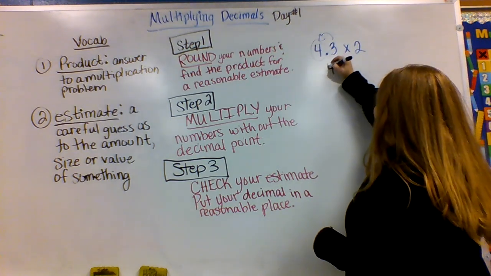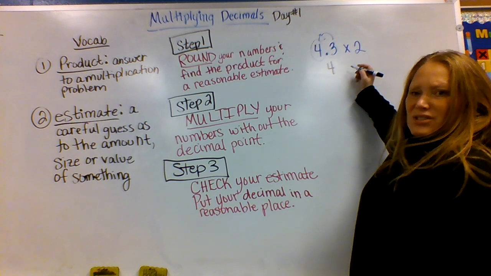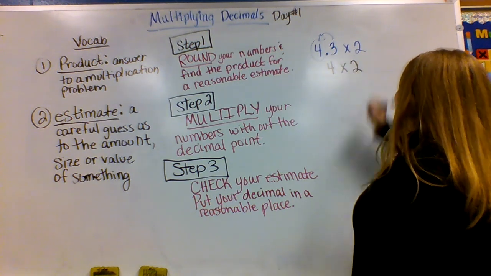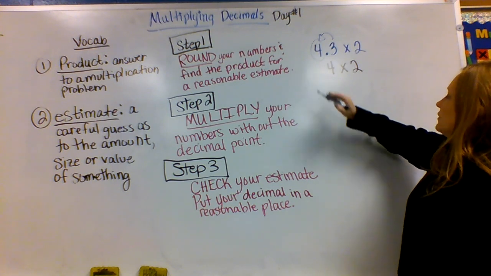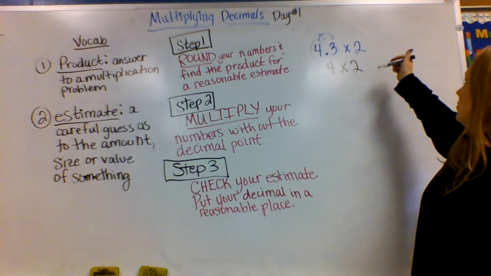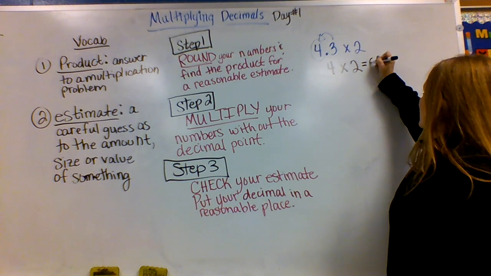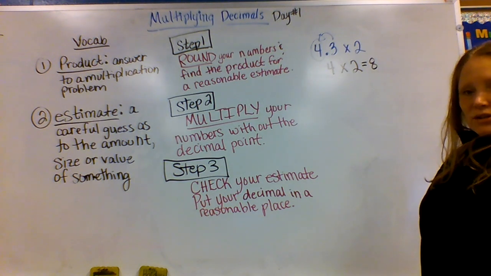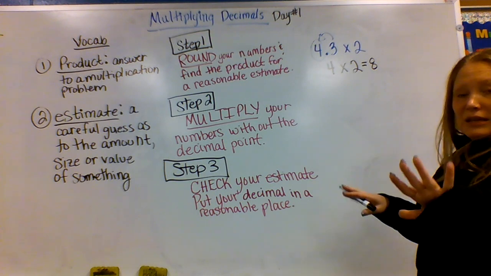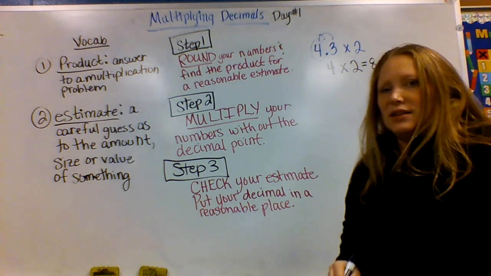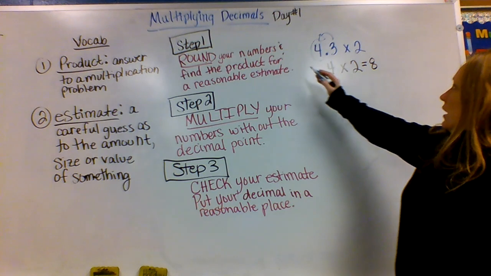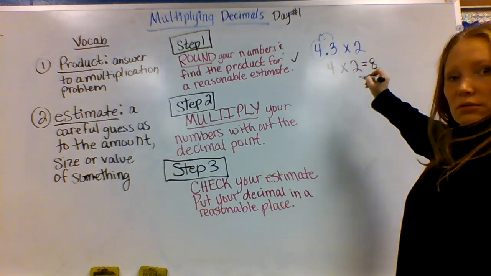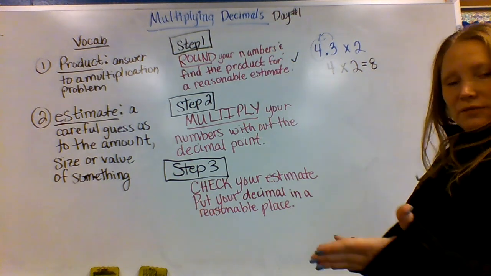Okay, so we're just going to write 4. Now the 2, we just leave it at 2 because it's already a whole number. 4 times 2, because we have to find the product for a reasonable estimate. Well, 4 times 2, that's easy. That equals 8. Okay? All right, so we found a reasonable estimate. So our answer should be close to 8. Okay? So that was step 1. We rounded our decimal, and then we found a reasonable estimate for our answer.